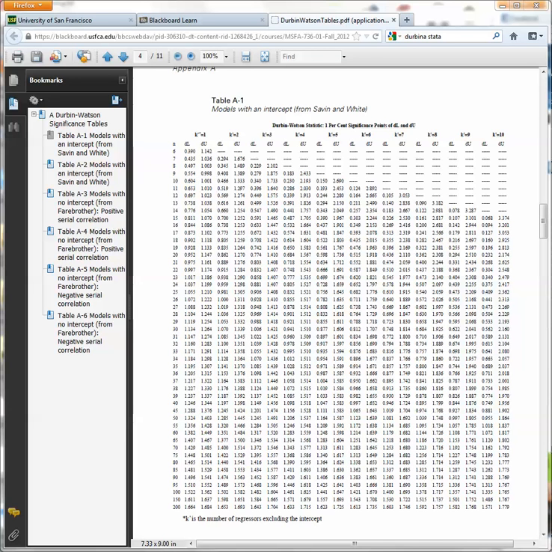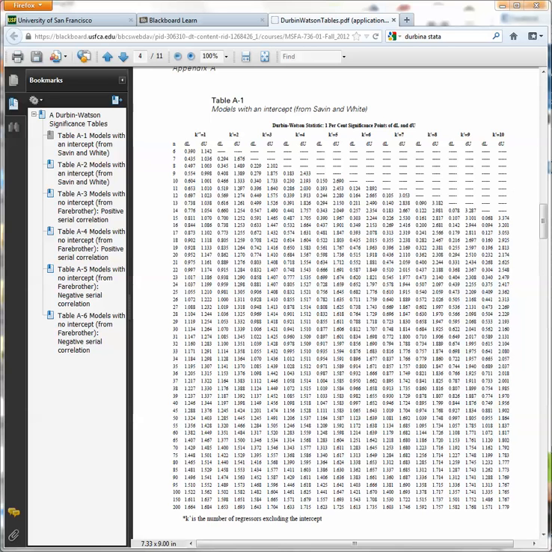So this is Jeff Hamrick again at the Financial Analysis Program at the University of San Francisco. I want to spend a minute or two talking about how we use a table of Durbin-Watson critical values to make a statistical decision after we've computed a Durbin-Watson test statistic using Stata.